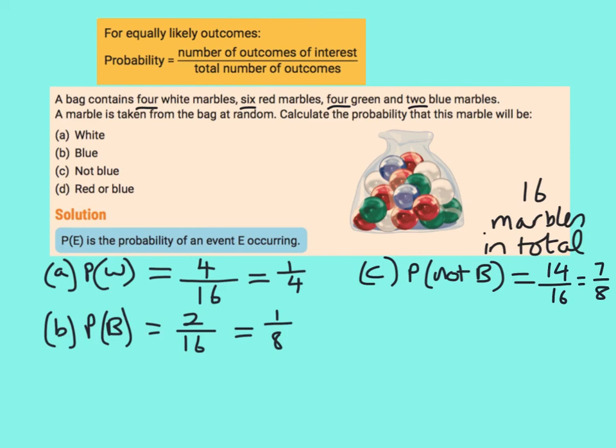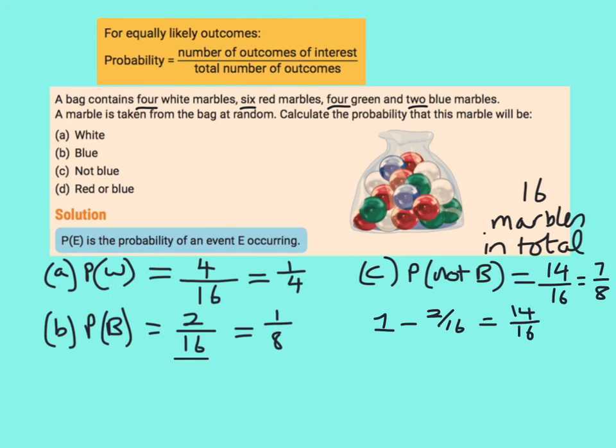Now there's another way of doing it as well. We've already found that the probability of a blue marble is 2 over 16. So another thing that I can do here is take 1 minus 2 over 16. And that will give me 14 over 16. We'll talk a little bit more about that later on.